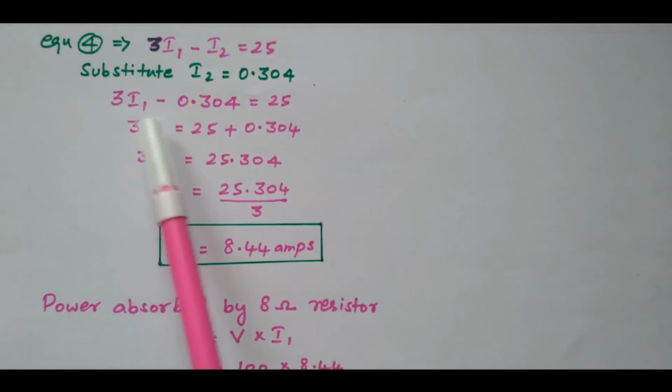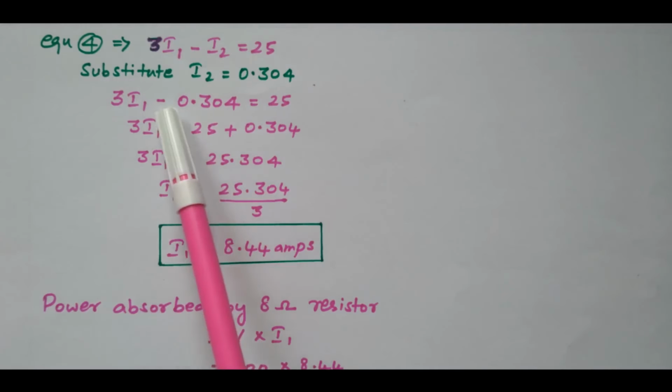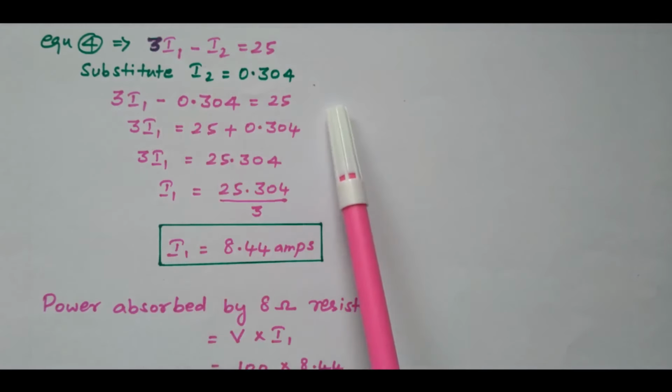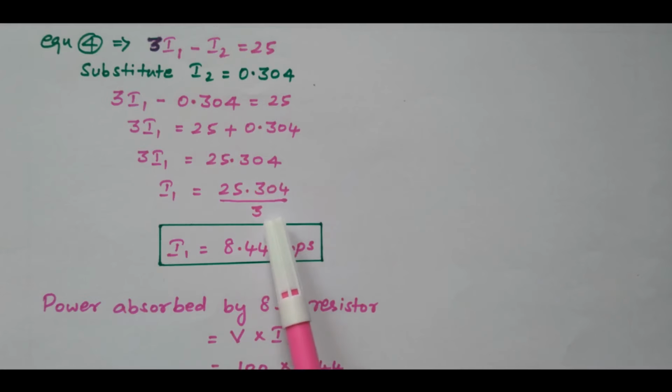So 3I1 minus I2, which is 0.304, equal to 25. Bring this minus 0.304 to the right hand side. So 3I1 equal to 25 plus 0.304. By adding these two, 25.304. So 3I1 equal to 25.304. So I1 equal to 25.304 divided by 3. By simplifying, we got 8.44 amperes. So the I1 current is 8.44 ampere.